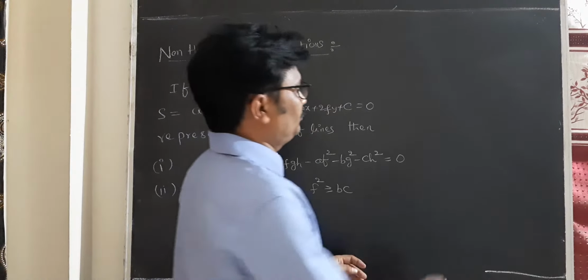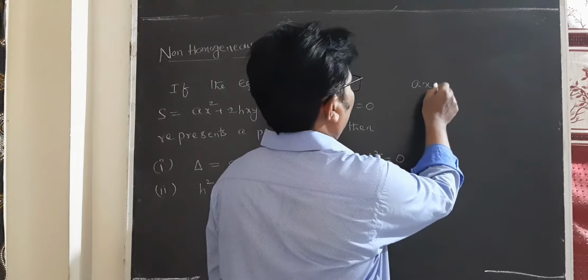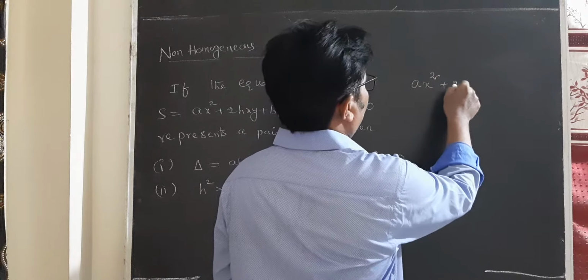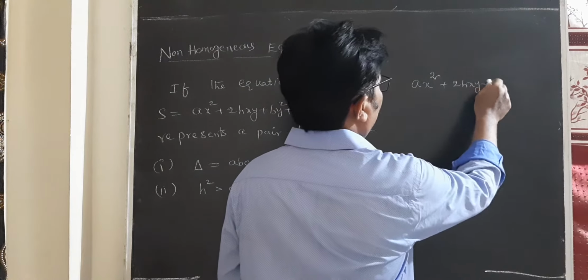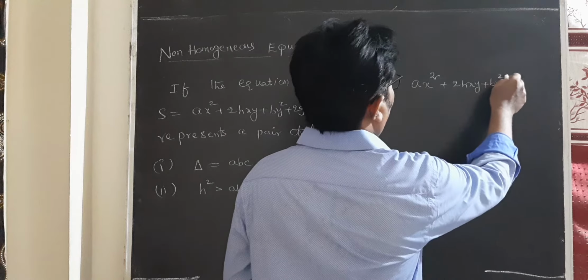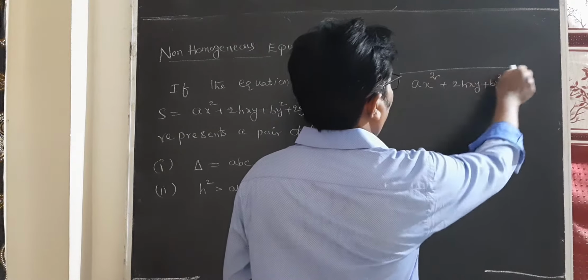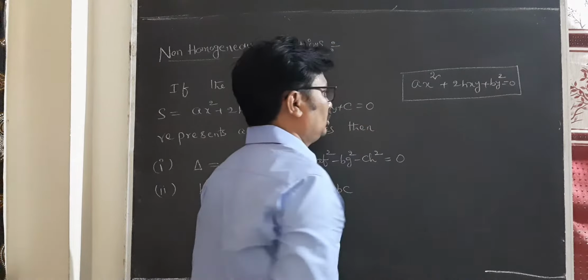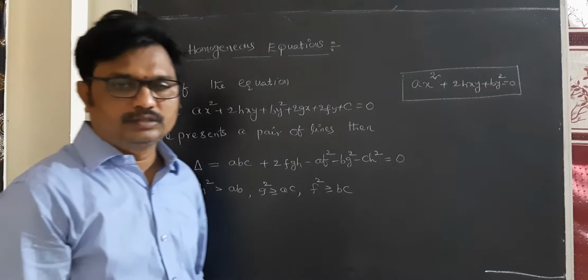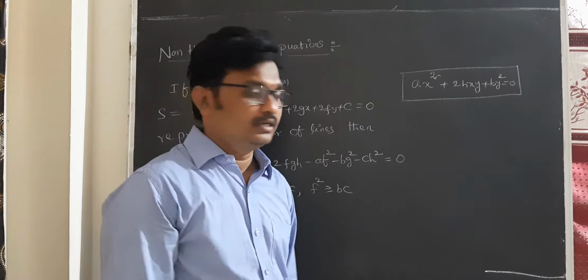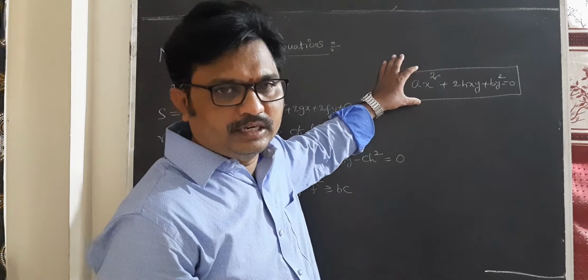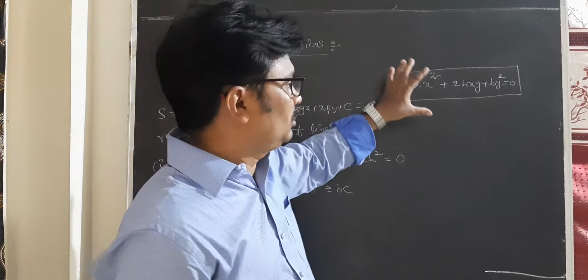Dear students, we know that ax square plus 2hxy plus by square equal to 0 is the second degree homogeneous equation. This equation represents a pair of lines passing through the origin.